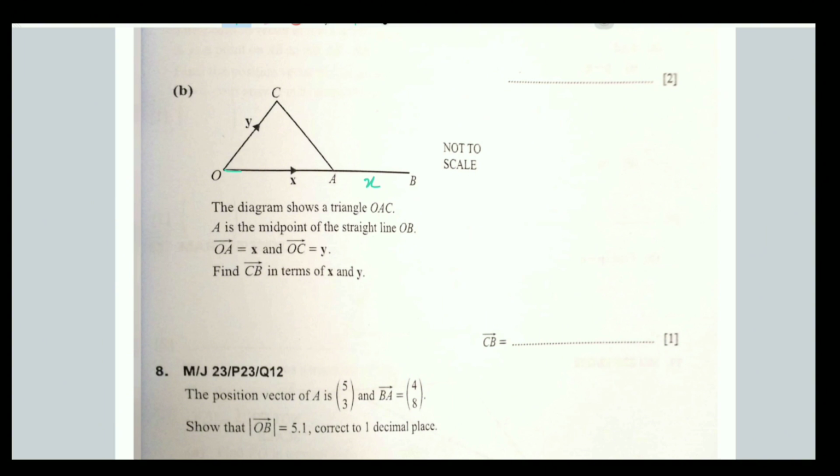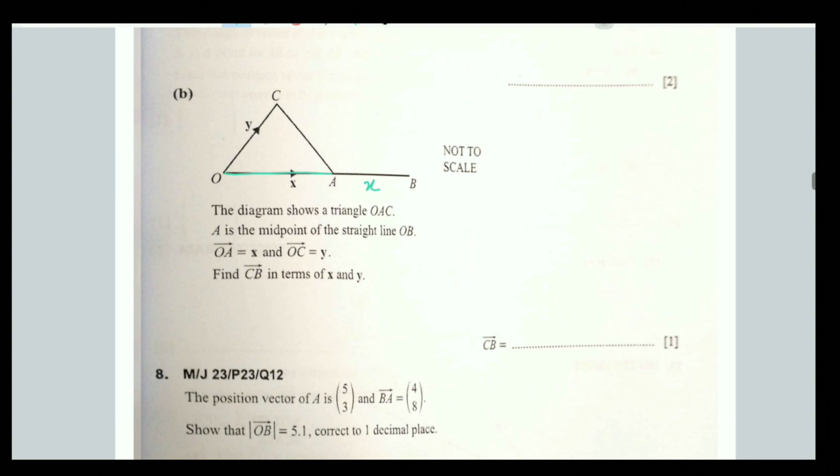So if half is x, then the other side will also be x. So how will you solve it? CB means you have to use this part. So CB, y will be negative because the arrow is towards the opposite direction, and plus x plus x. So it will be minus y plus 2x.